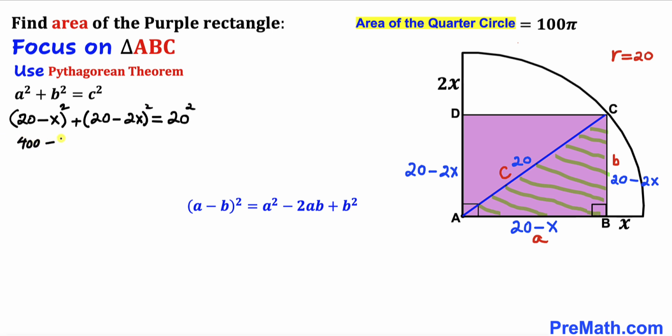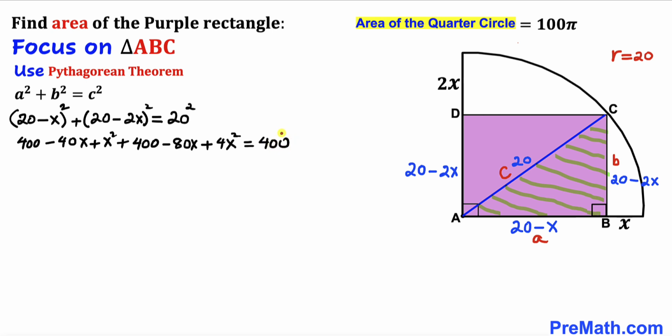So the first one is going to be written as 400 minus 40x plus x square, plus the second one is going to be written as 400 minus 80x plus 4x square, equals 20 square, which is 400. And now we can see this 400 and this 400 are gone.